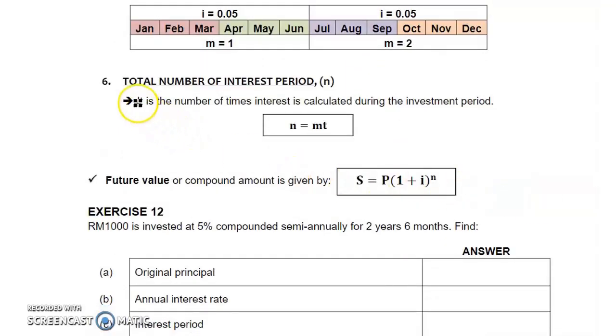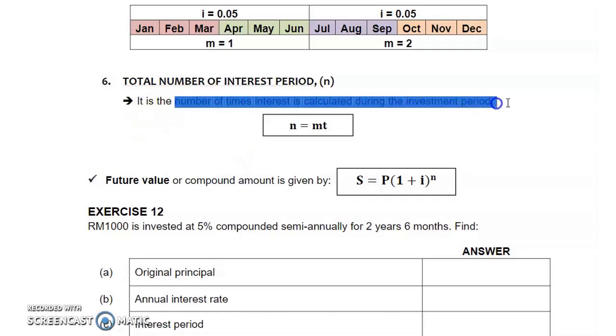Okay, last one. Total number of interest periods. This is value n. What is value n here? It is the number of times interest is calculated during the investment period, or during the borrowing period.